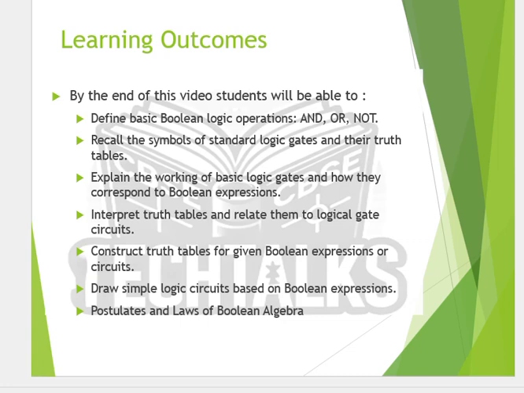By the end of this video, students will be able to define basic Boolean logic operations, that is AND, OR, and NOT, recall the symbols of standard logical gates and their truth tables, explain the working of basic logic gates and how they respond to Boolean expressions, interpret truth tables and relate them to logical gate circuits, construct truth tables for given Boolean expressions or circuits, draw simple logic circuits based on Boolean expressions, and state the postulates and laws of Boolean algebra.